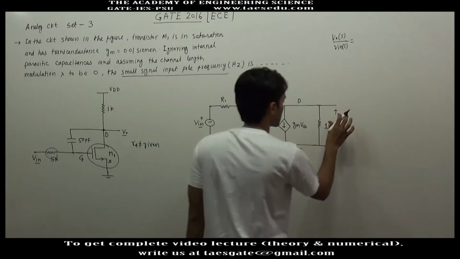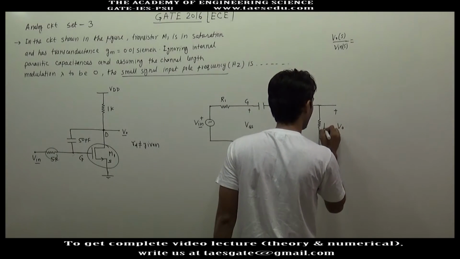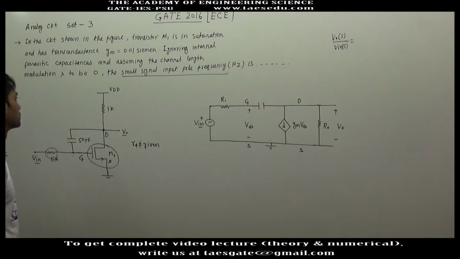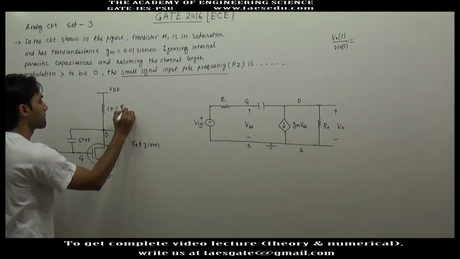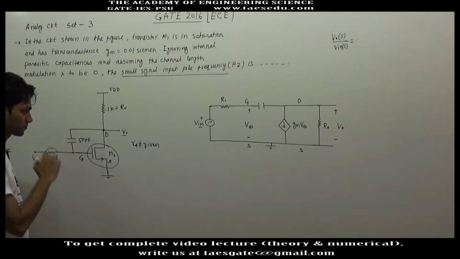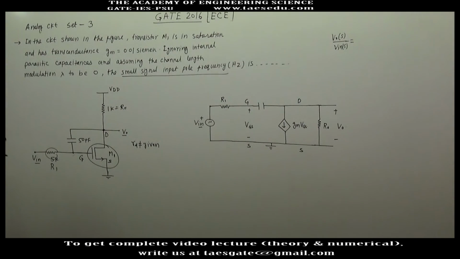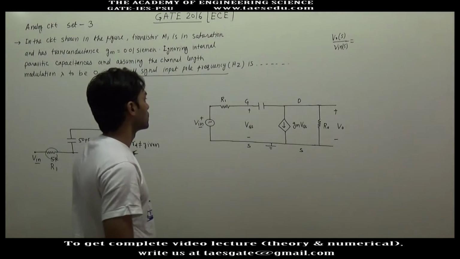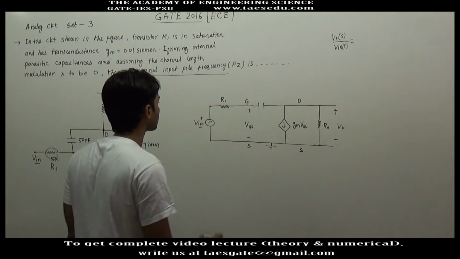And this resistance is R0. R0 is equal to 1 kilo ohm and R1 is equal to 5 kilo ohm. This is R0, this is R1. So we have to find out V0(s) divided by Vinput(s). So we will write down the equations.